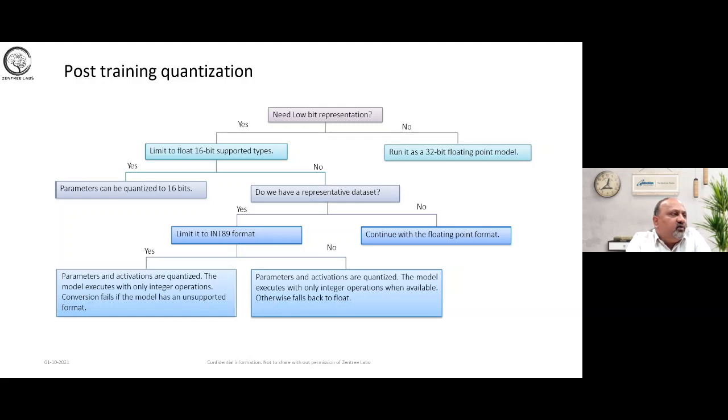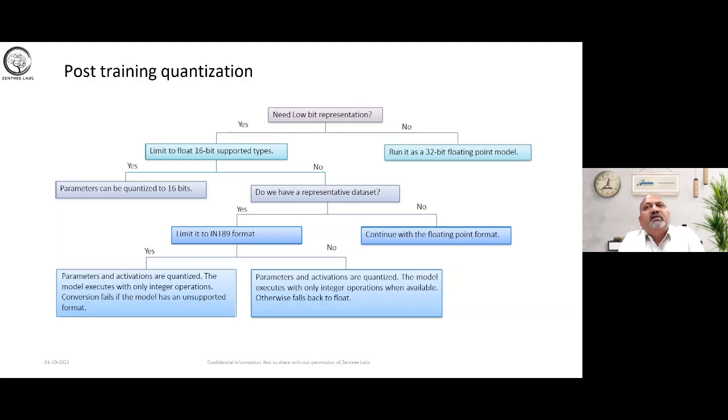If your hardware supports floating point, and if power doesn't matter to you, okay, fine. Run it as a 32-bit floating point model, as long as that is okay for you. Now you may say that you want 16-bit support, a 16-bit floating point model. Now it's all about data type conversion, I can say here.